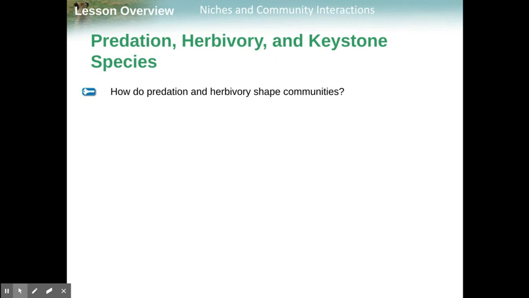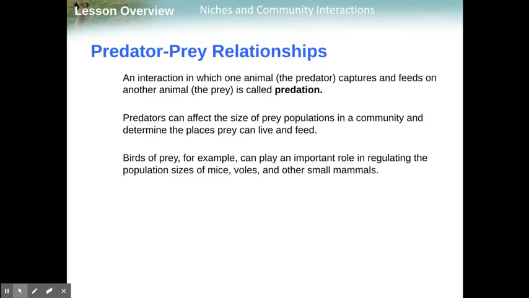Now, let's talk about predation, herbivory, and keystone species real quick. So we should already have an idea of what predation is from our previous lessons. It's an interaction in which one animal, the predator, will capture and feed on another animal. This is called predation. It can affect the size of prey populations in a community and determine the places where prey can live and feed. So that's what's being eaten. So birds of prey, hence their name, for example, can play an important role in regulating the population sizes of mice, voles, and other mammals.